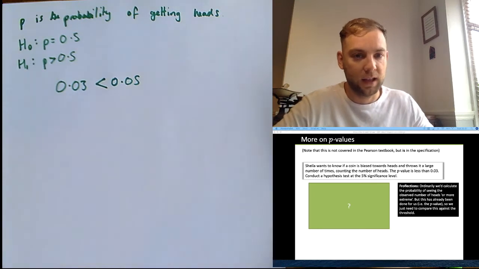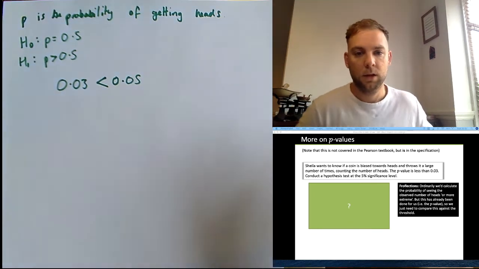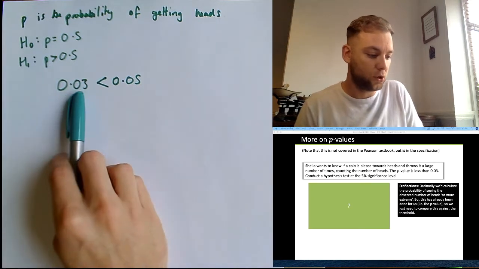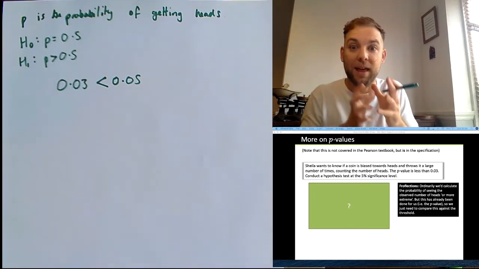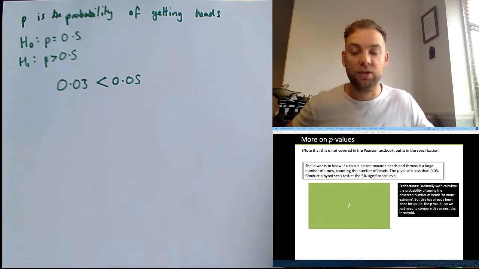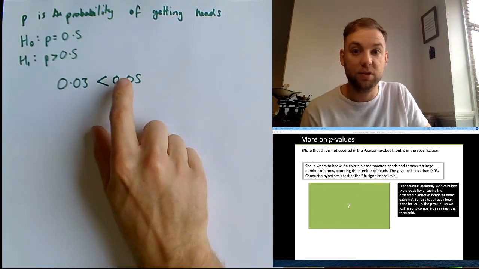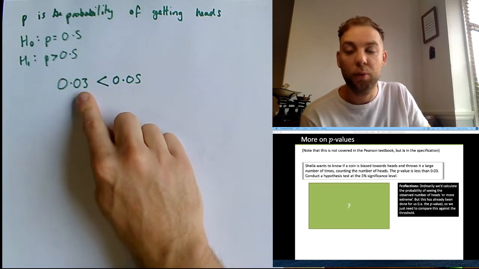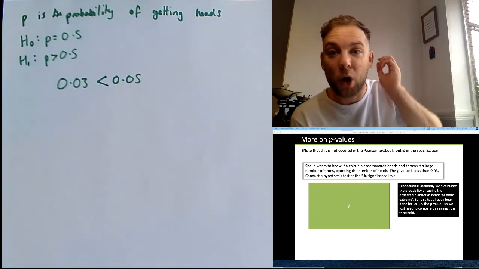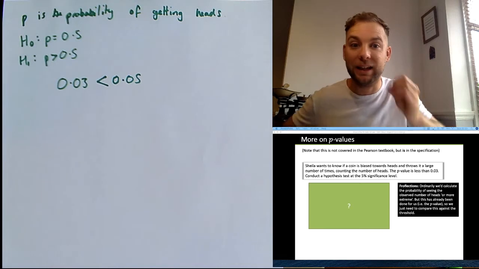So with this one here, because this is equal to 0.03, that means that we're in that critical region, doesn't it? So that means we are less. This was our critical region. Sorry, this was our significance level. We're at 0.03, which means I'm below my significance level, which means that I'm in the critical region.